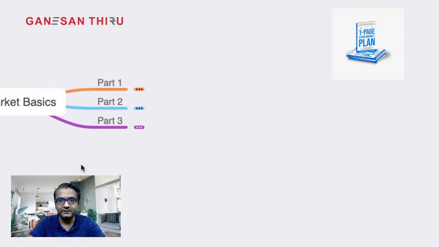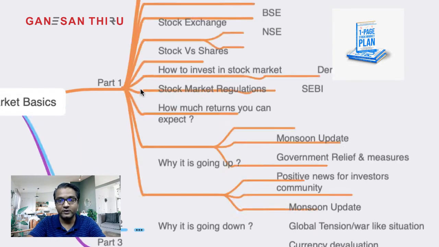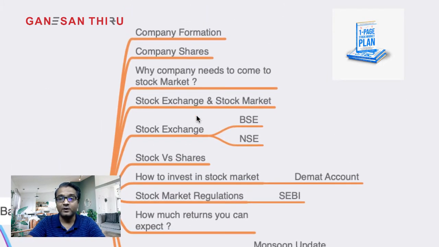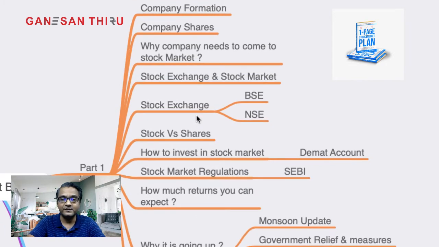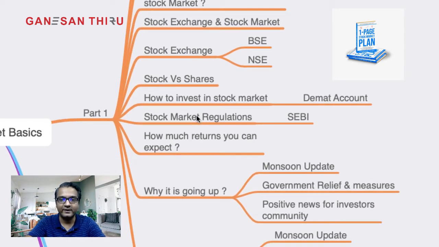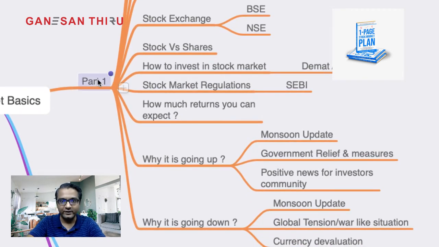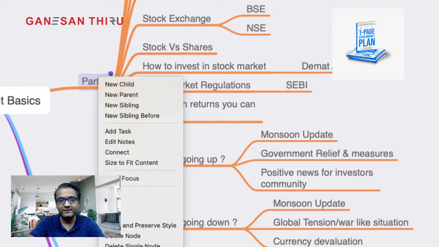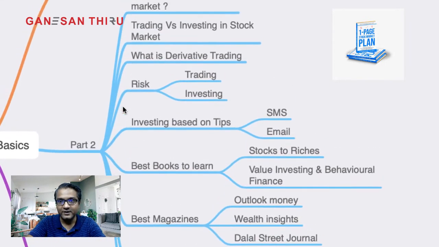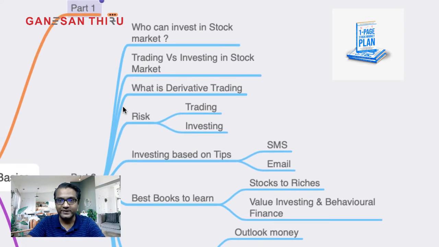Okay, so now we are in the third part. Parts one and two are completed. Just to give a glimpse of part one: we saw what company formation is all about, what company shares are, the difference between stocks and shares, what a stock exchange and stock market are, how to invest in the stock market, and what the stock market regulations are. Why does it go up and down irregularly? We don't know, and that is the reason we think it's gambling. Once we know why it goes up and why it comes down, we will know clearly that the stock market is a good place to invest.